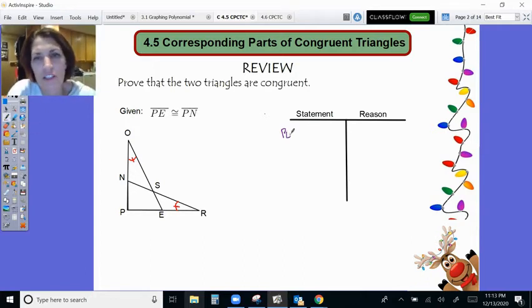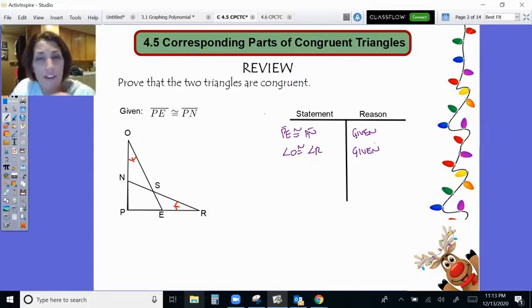So PE is congruent to PN. The reason for that is it is given. The other thing I know here that's marked on my triangle is that angle O is congruent to angle R. And that is also given.